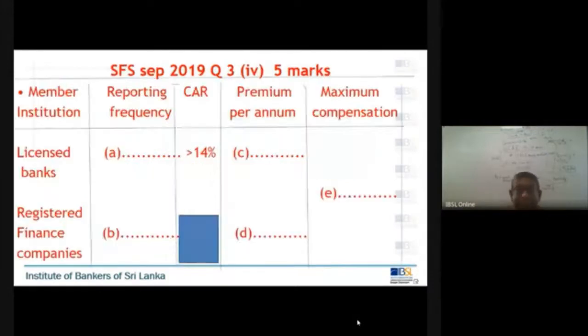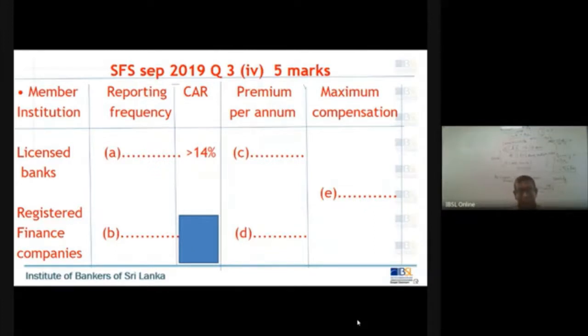Now try to answer this question. This is an SFS question, your September 2019 paper. I need answers for A, B, C, D, E. Five marks are given here for answering A to E. This is your survey of financial system question. Tell me the answer. For A, reporting frequency, what's the answer? Quarterly. Good, very good.